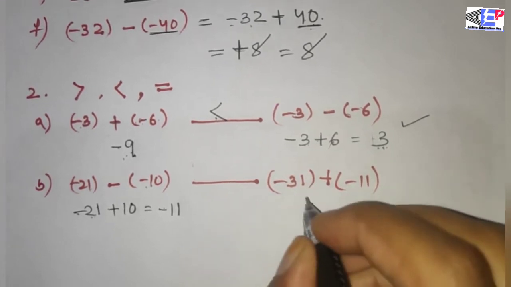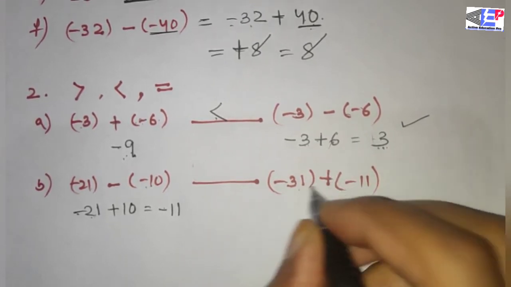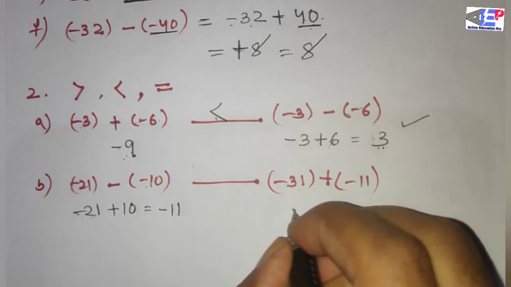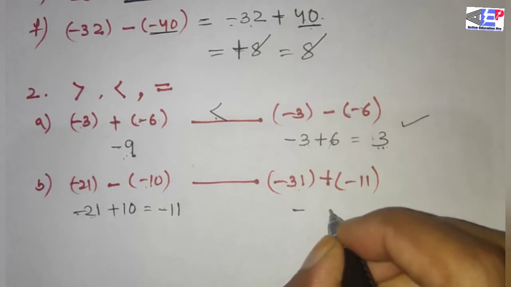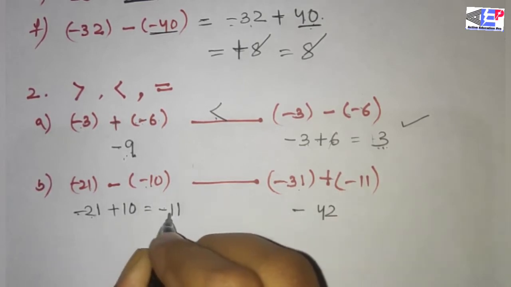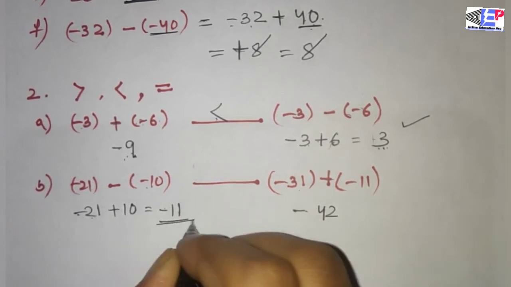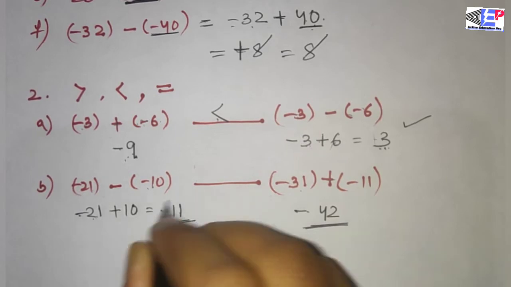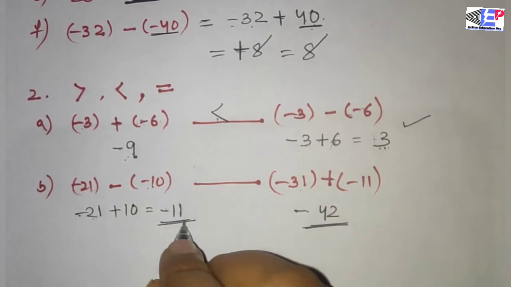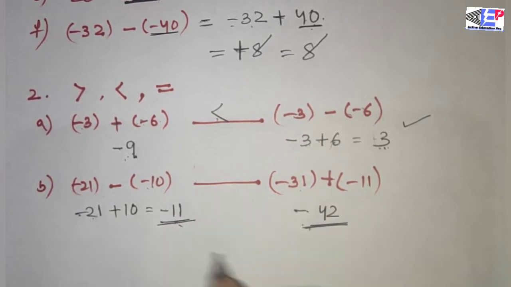And at the right side, addition of two negative integers. So put a negative sign and then add the numerals. This is 31, this is 11. Minus 11 minus 31 gives minus 42. Now this is your answer and this is your answer, the resulting answers. And now you have to compare these two numbers, minus 11 and minus 42.